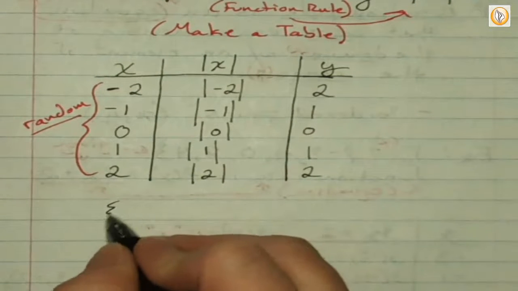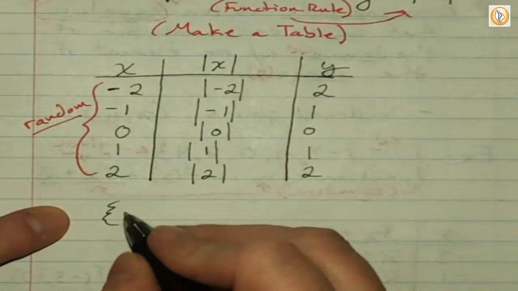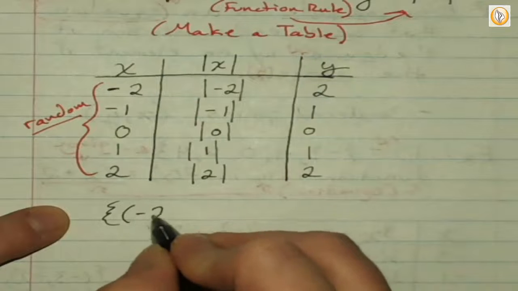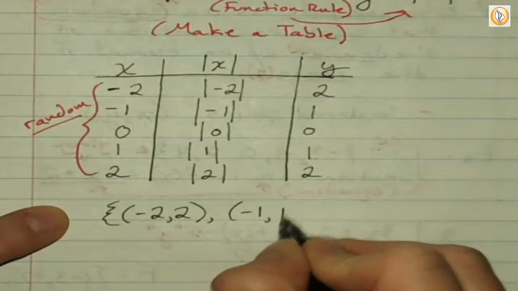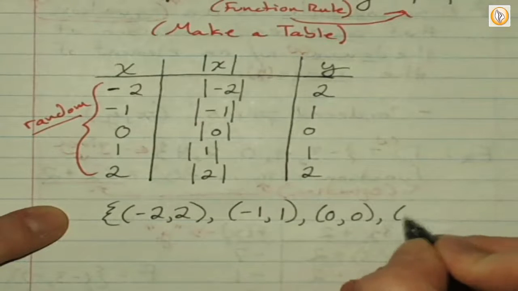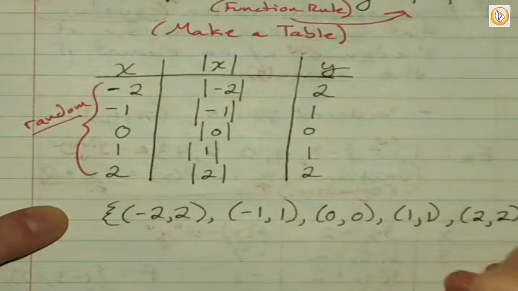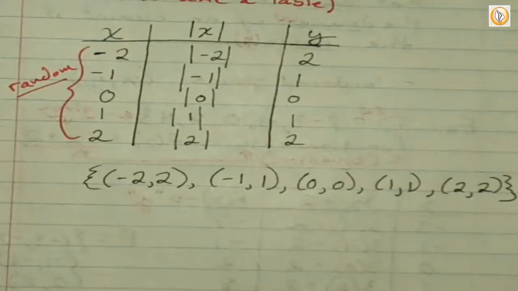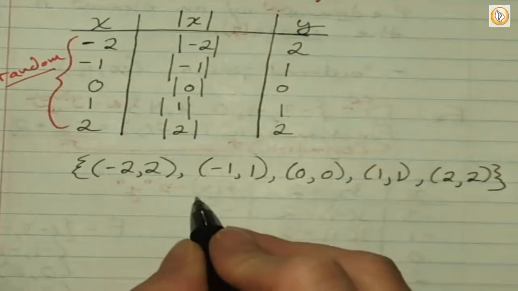Okay, and we're going to write our set. This time, I'm not even going to have a letter. I'm just putting it inside the weird brackets that change every time I write them. And I have -2 and 2. -1, 1. 0 and 0. 1 and 1. And 2 and 2. Write that down. And then you're going to graph it.